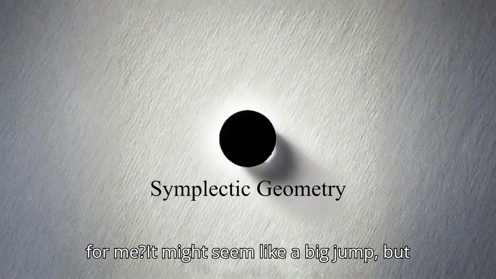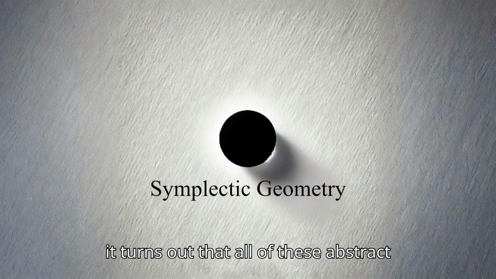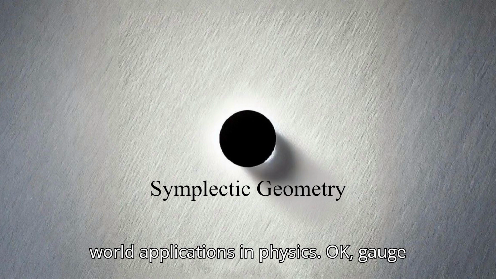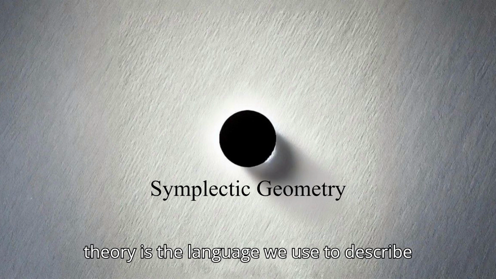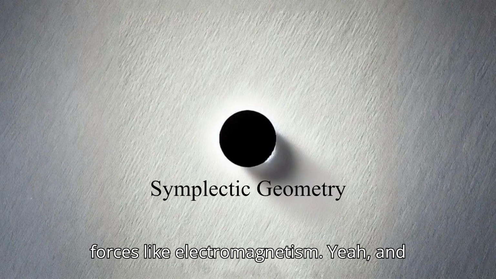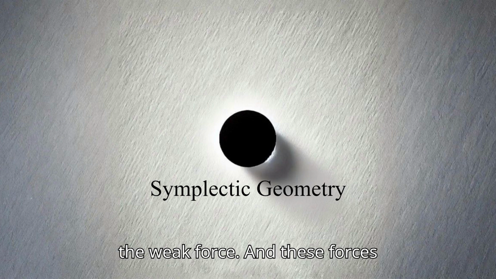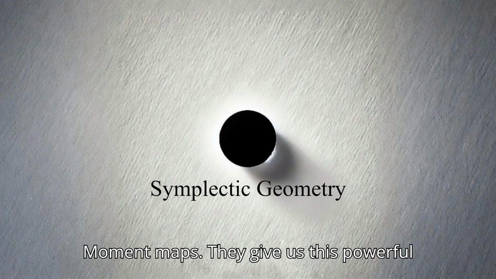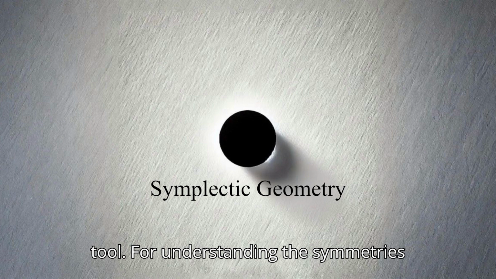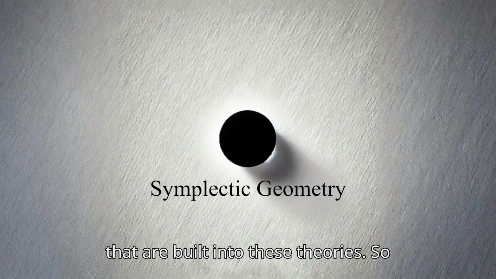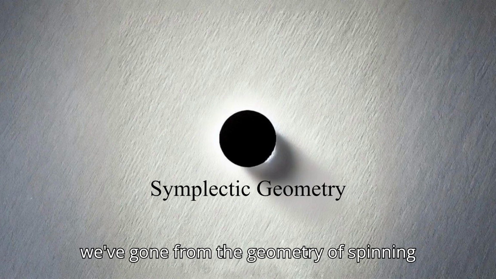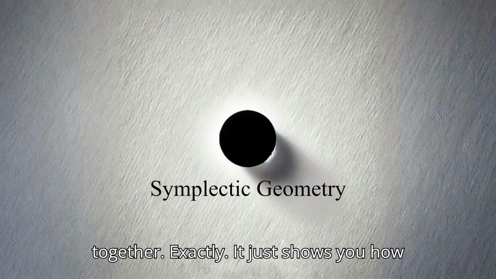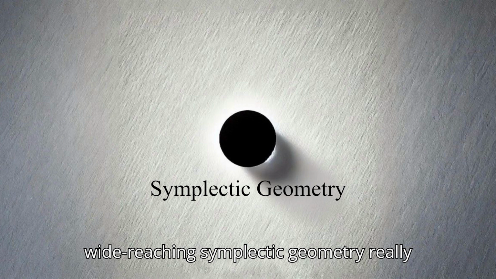It might seem like a big jump, but it turns out that all of these abstract mathematical ideas actually have real-world applications in physics. Gauge theory is the language we use to describe forces like electromagnetism and the weak force. And these forces determine how particles interact. Moment maps give us this powerful tool for understanding the symmetries that are built into these theories. So we've gone from the geometry of spinning donuts to the forces that hold atoms together. Exactly. It just shows you how wide-reaching symplectic geometry really is.